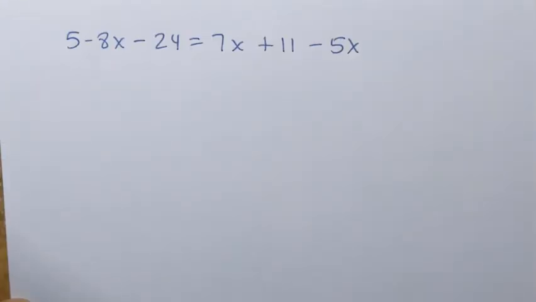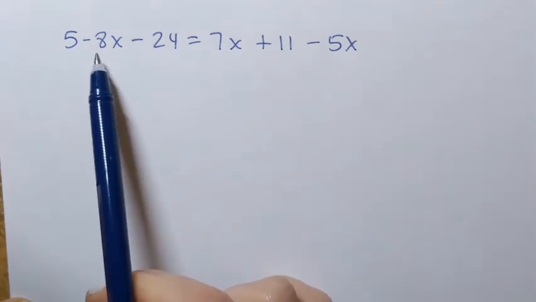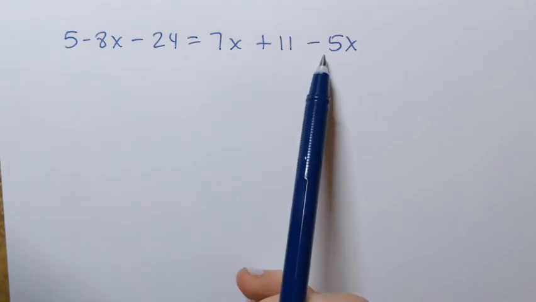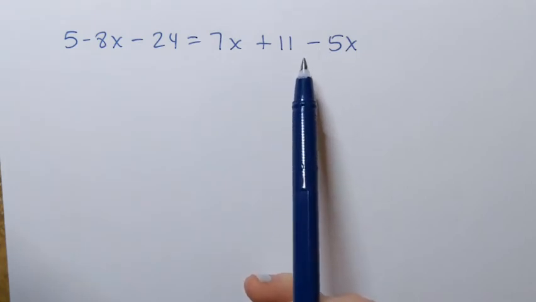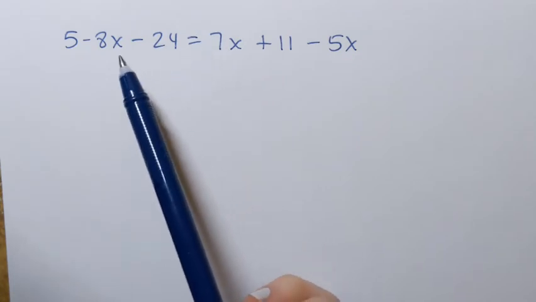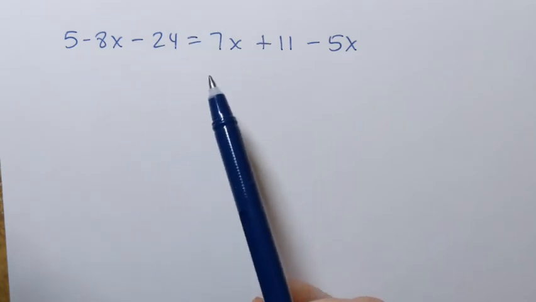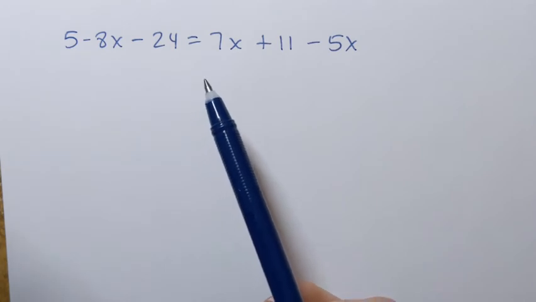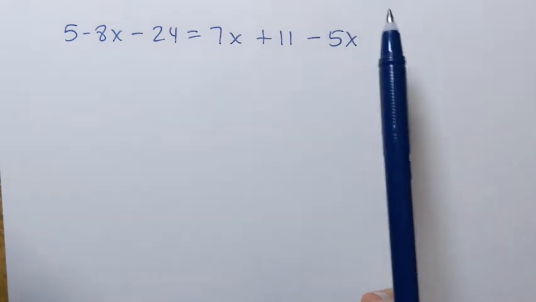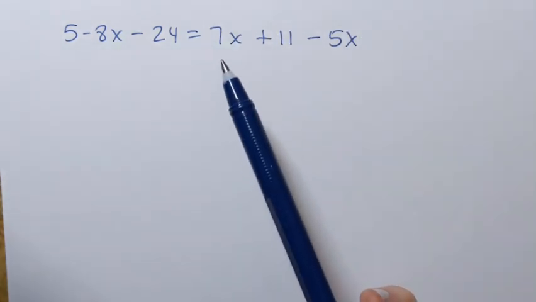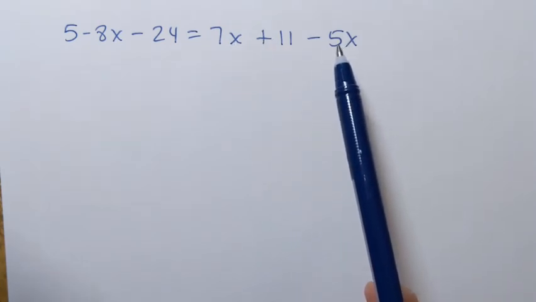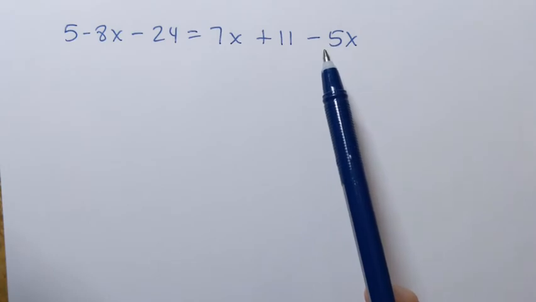And the last equation that we're going to solve here is the following. 5 minus 8x minus 24 equals 7x plus 11 minus 5x. Now, how is this equation different from the previous one? In this case, we also have variables on both sides. I can see x on the left, I can see x on the right, but what else is different? Well, maybe you can notice that this time on the right-hand side specifically, we have more than one occurrence of x. We have 7x and we also have minus 5x here, right? That's something new. We haven't seen that yet.